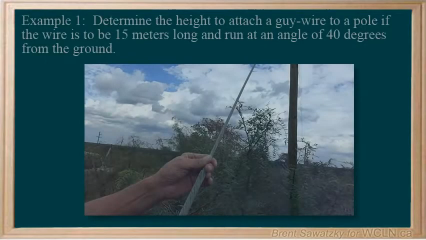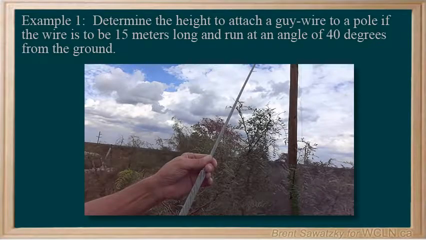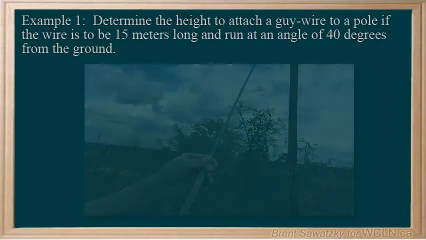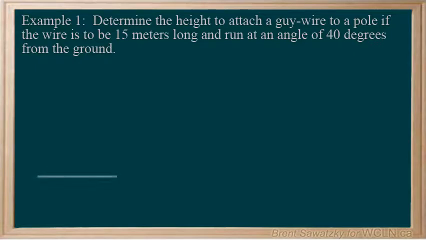Example 1. Determine the height to attach a guy wire to a pole if the wire is to be 15 meters long and run at an angle of 40 degrees from the ground. Let's start with a sketch. We have the ground and the pole, then a guy wire adding stability to the pole like this.